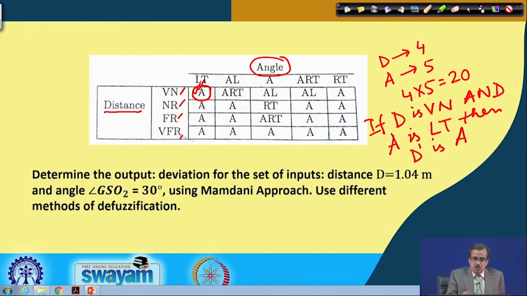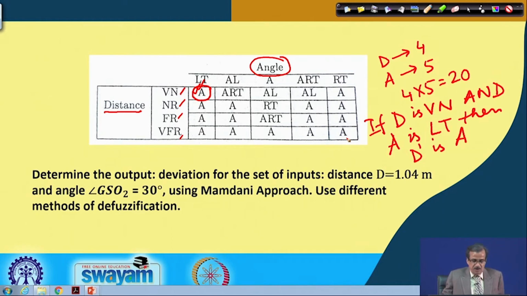Now, this rule base has to be manually designed, but it may not be the optimal one, and we will be discussing one method to optimize this rule base after some time. Now, here in this numerical example, the statement is not yet complete.